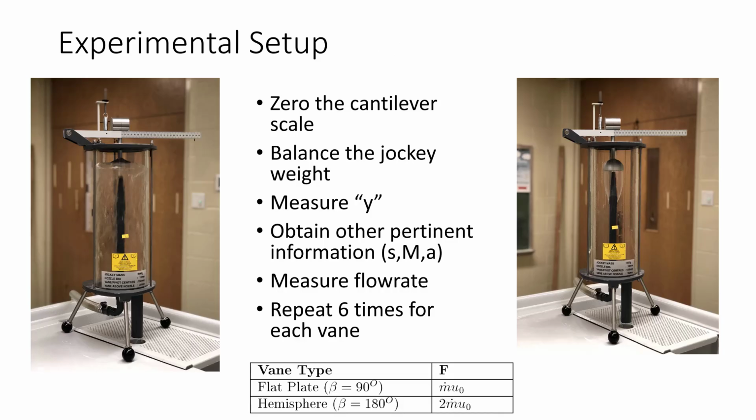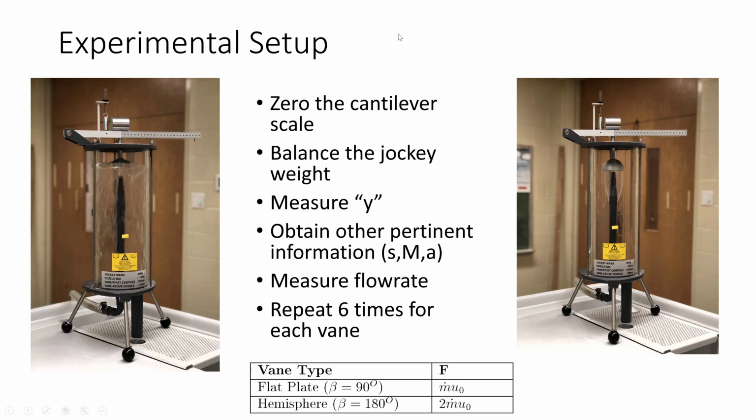So to do the experiment, we'll do it for two different types of vanes. One is the flat plate, the other one is the hemispherical plate. The flat plate has a beta of 90 degrees and the hemisphere has a beta of 180 degrees. So the theoretical force is given as m dot u naught and 2 m dot u naught. Again, u naught we can calculate based on conservation of energy, and m dot is simply your mass flow rate, which is density times the volumetric flow rate.